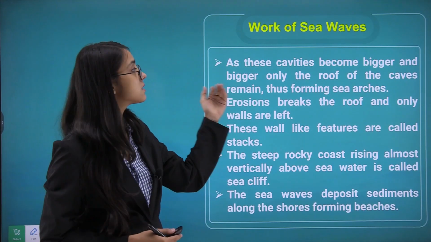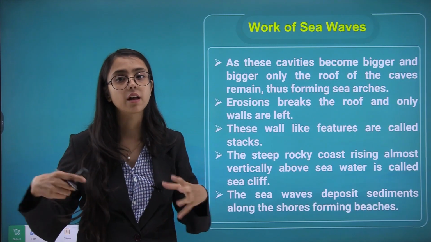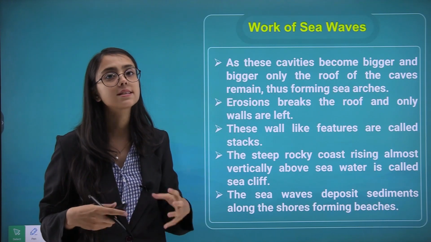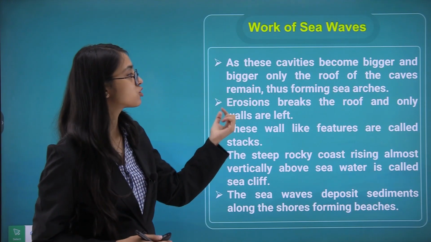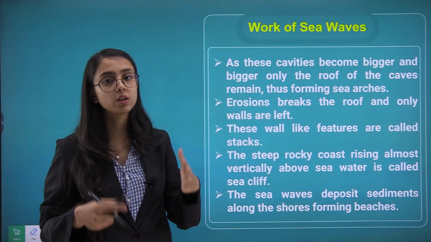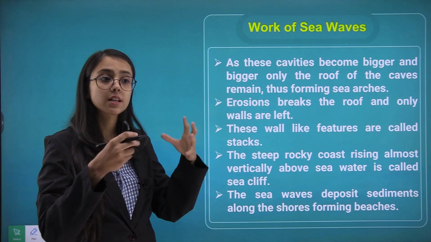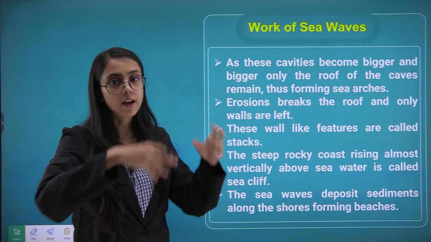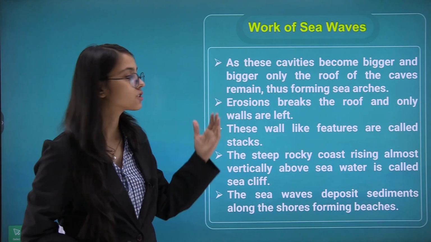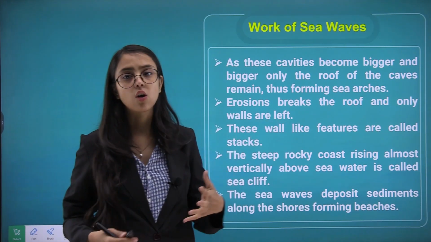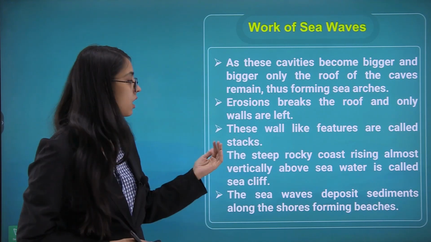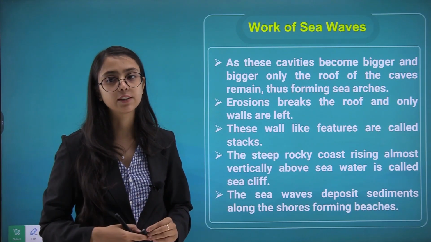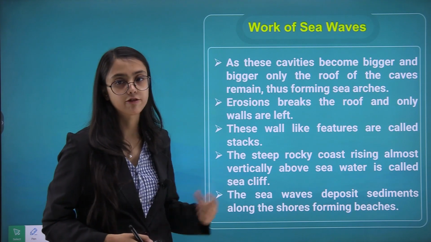Now, as these cavities become bigger and bigger, only the roof of the cave remains, thus forming a sea arch. Erosion breaks the roof and only walls are left. So, there may be times that the whole rock is separated from the cave and only a wall is left. These features are called stacks. The steep rocky coast rising almost vertically above sea water is called a sea cliff.